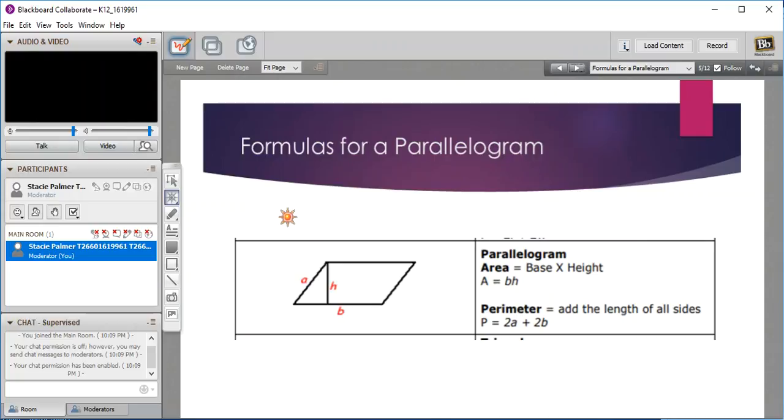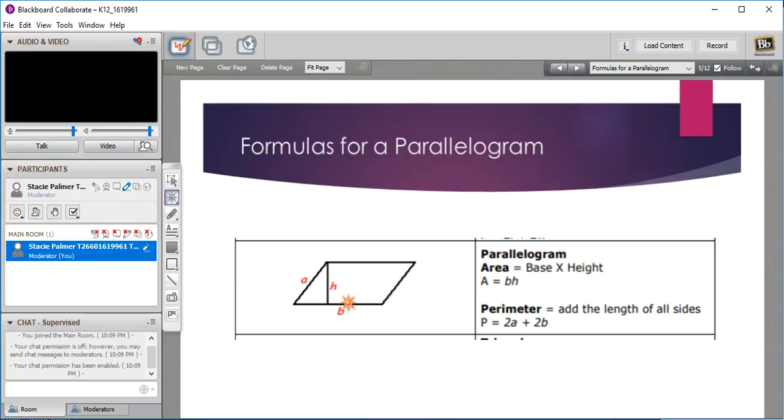The next formulas we're going to talk about are the formulas for a parallelogram. Remember, a parallelogram is a shape in which the two opposite sides are parallel to each other. So like this side is parallel to this side, and this side is parallel to this side. So to find the area of a parallelogram, the area is equal to the base times the height.